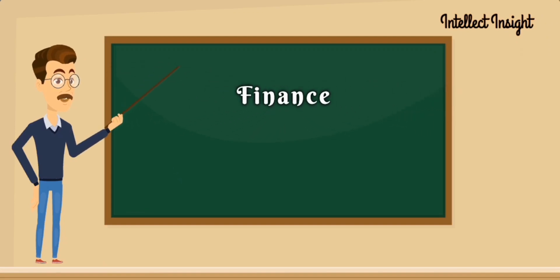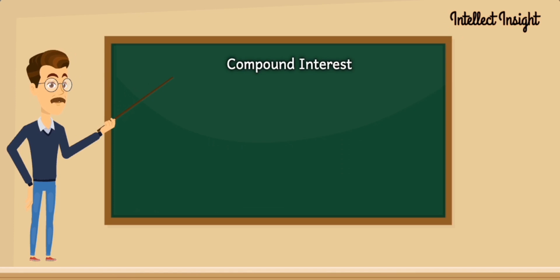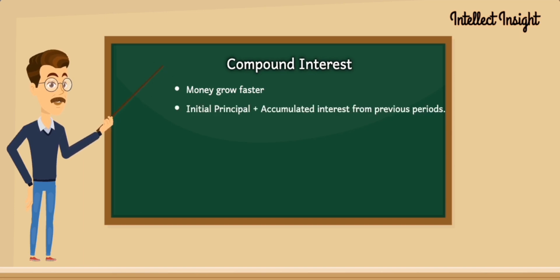Today we will be diving into the concept of compound interest. Compound interest is a powerful financial concept that can help your money grow faster than simple interest. It's the interest on a loan or deposit calculated based on both the initial principal and the accumulated interest from previous periods. So you might be wondering, how will we calculate this?